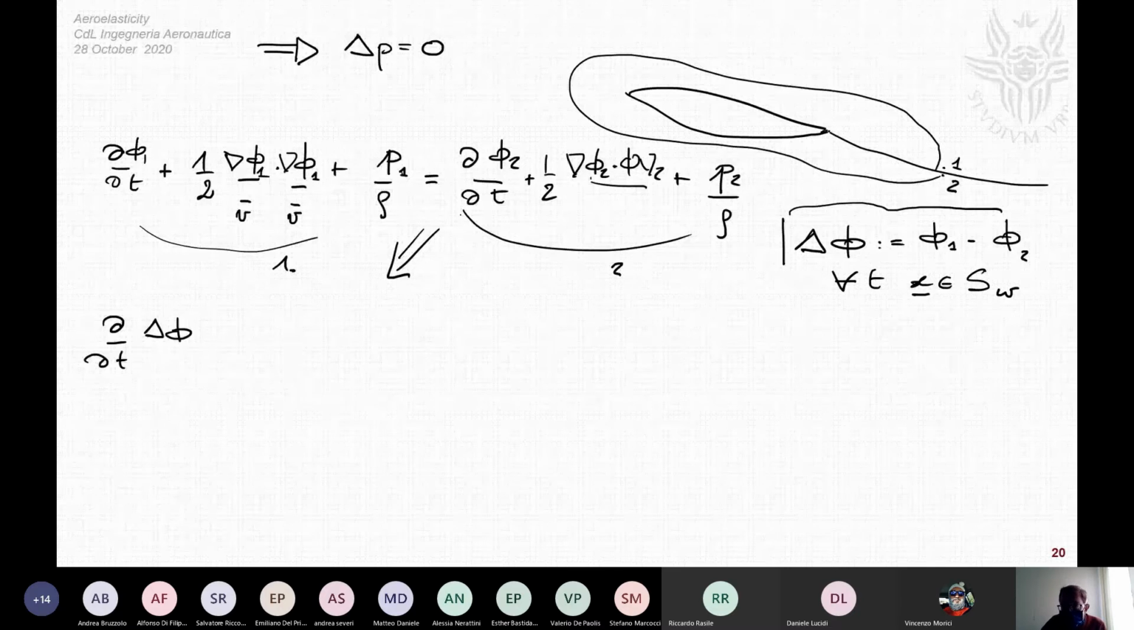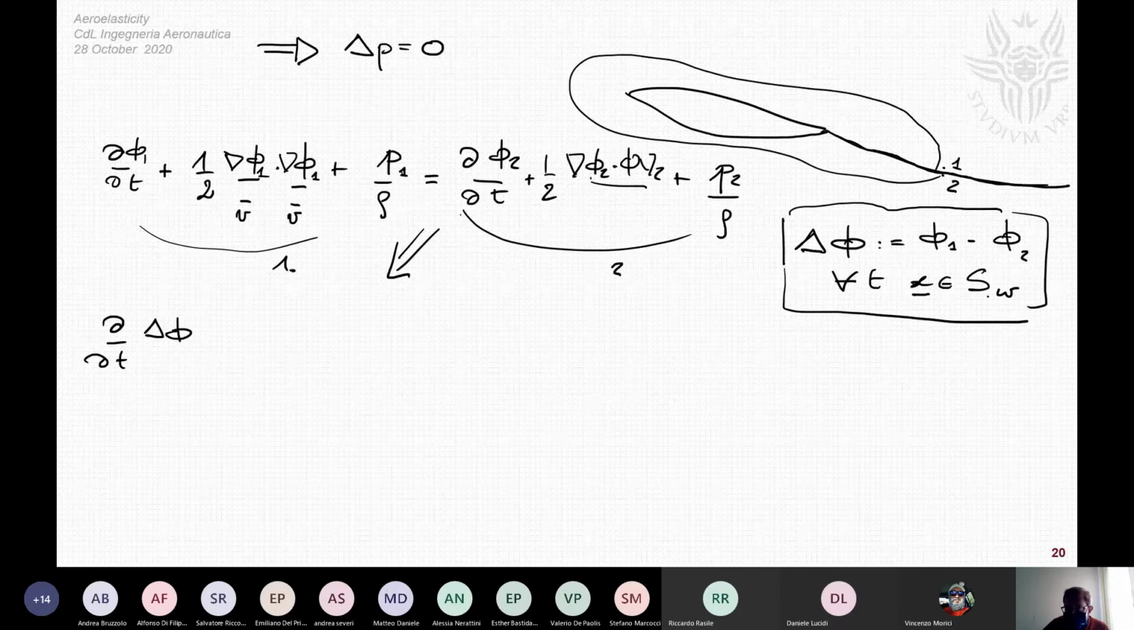This is S wake. The S wake is a surface including all the points on the wake. So this function is a function defined on the wake here. You have a delta phi here, a value, you have a delta phi here, a jump of phi, and so on.